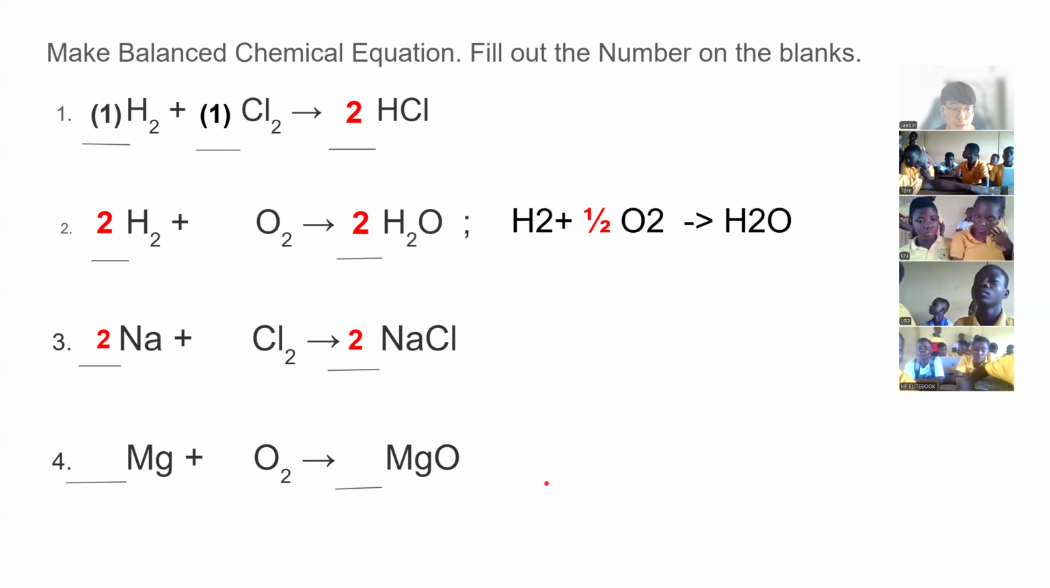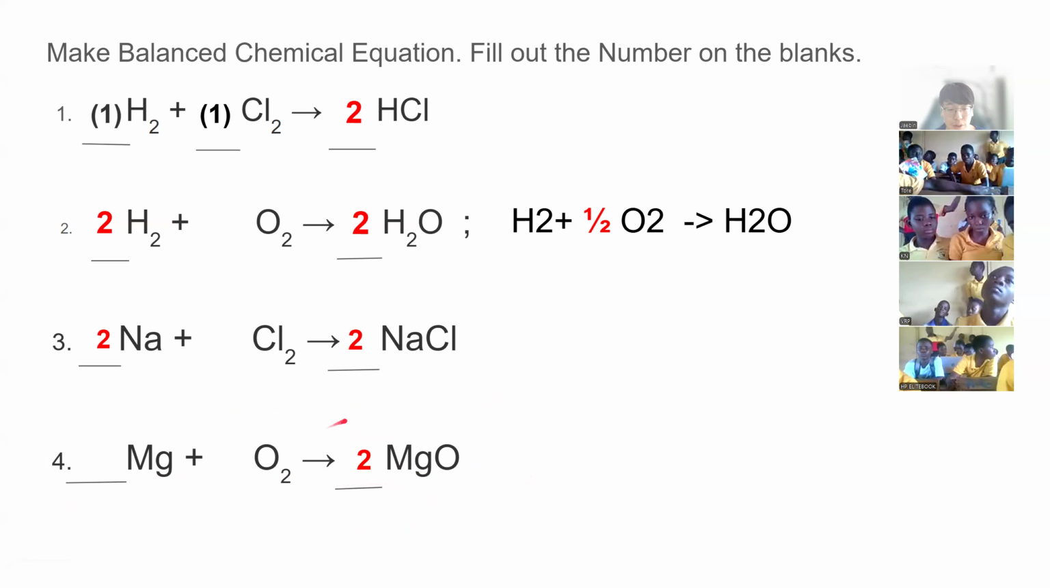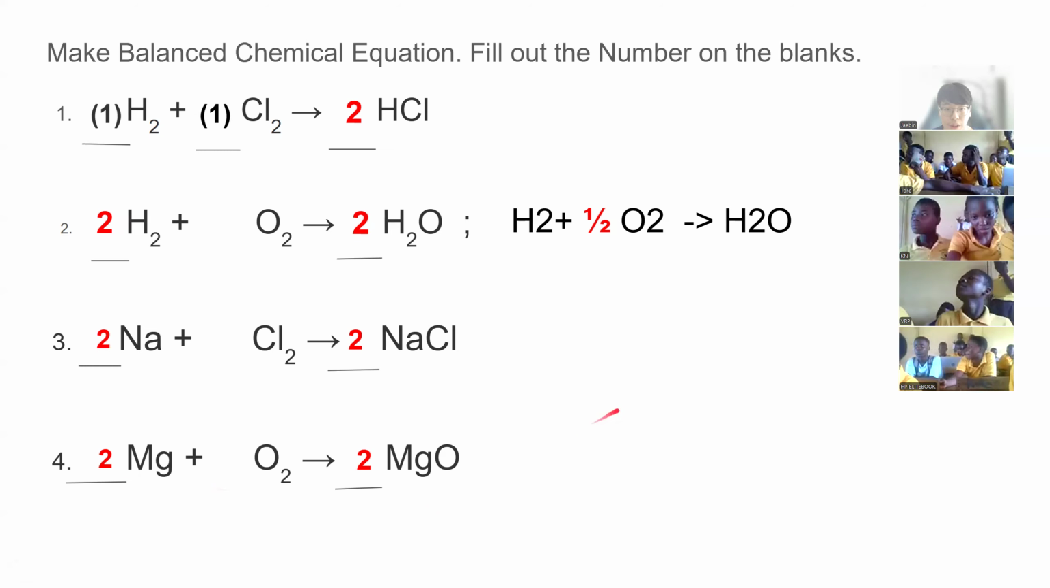For the fourth example, we have magnesium, Mg plus O2, oxygen, goes to MgO. Again, we need to multiply MgO by 2 because we need 2 oxygens and it only has 1 oxygen. This makes it, however, 2 magnesium atoms on the right, but we only have 1 magnesium on the left, so we multiply this by 2. And you can check that everything is balanced. This is how you would balance any chemical equation, really. You'll need to know this method.